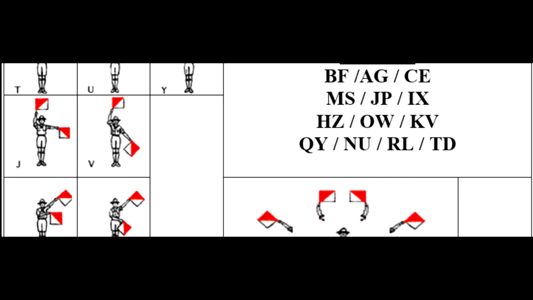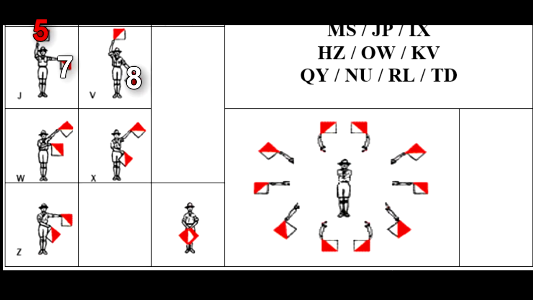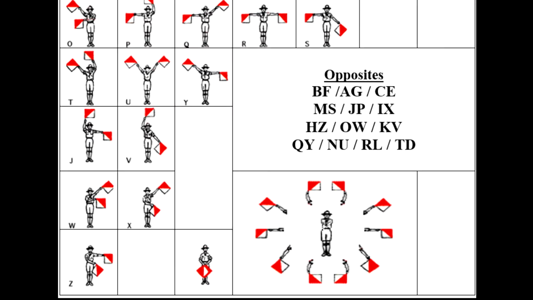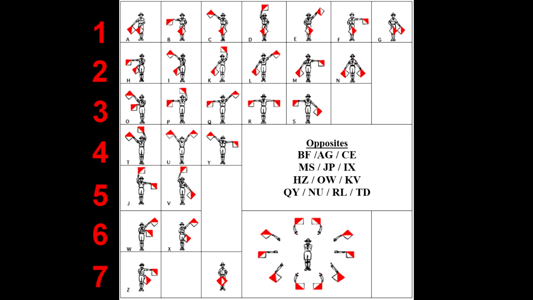And then we move on to series J and V, and then the next one is W and X, and then the next one being Z. So notice how it all follows that pattern, with the stationary hand making its way along the circle of positions.